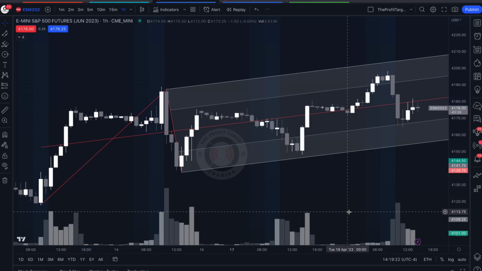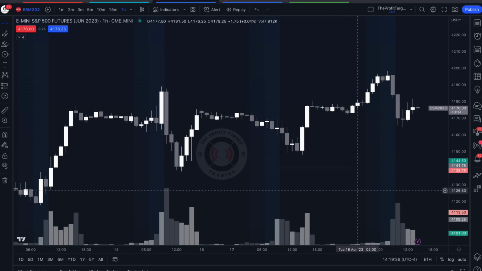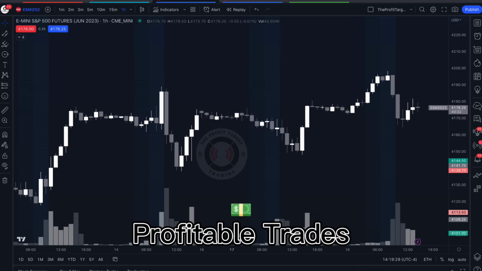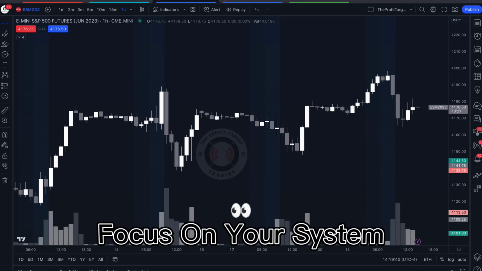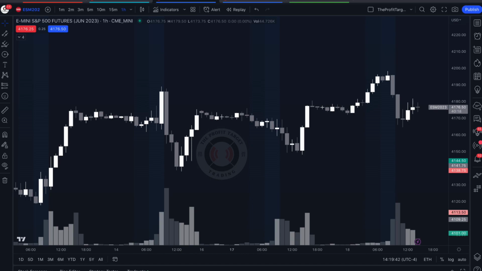In conclusion, understanding how to use chart plotting tools effectively can greatly enhance a trader's ability to make profitable trades. These tools can provide valuable insights into market trends and potential trading opportunities. While it's great to learn as many charting tools as possible, you do not need to know them all. Focus on the ones that fit into your trading system and help you make profitable trades.